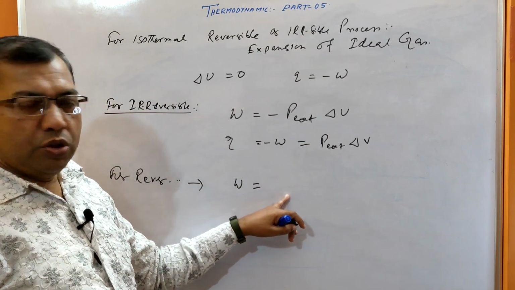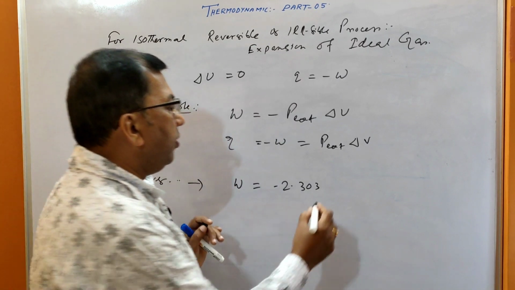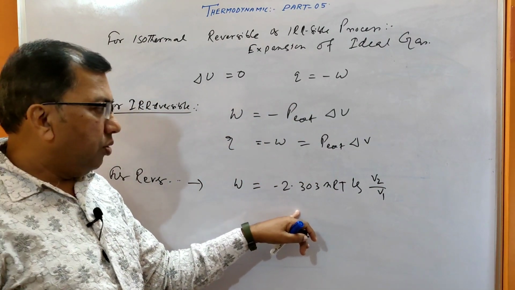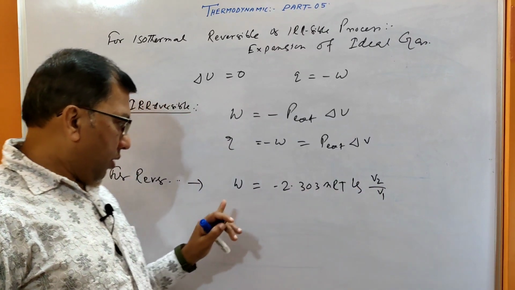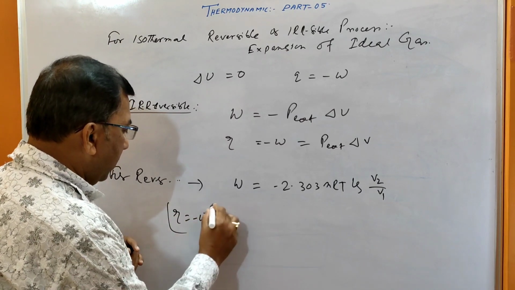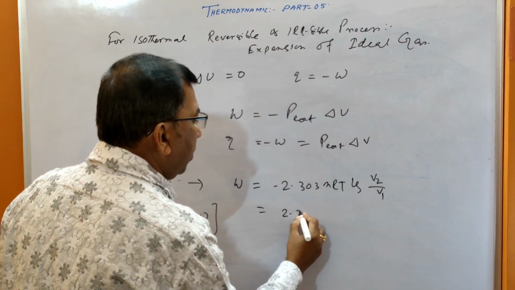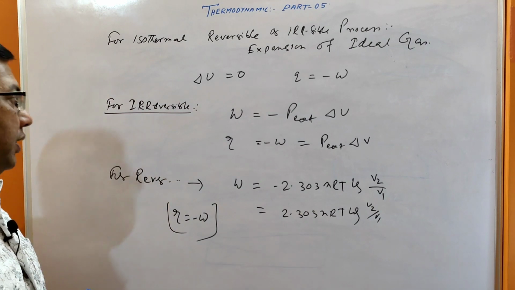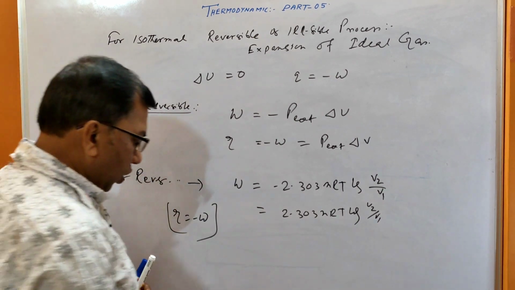W equals minus 2.303 nRT log V2 by V1. Since Q equals minus W, the minus W becomes plus, so Q equals plus 2.303 nRT log V2 by V1. So for reversible and irreversible expansion of ideal gases, we can find out the work done and heat produced.